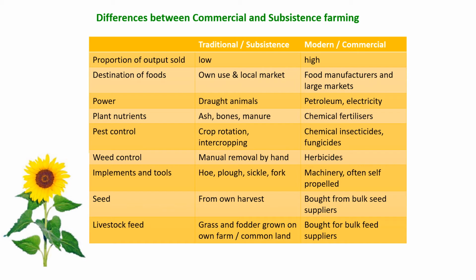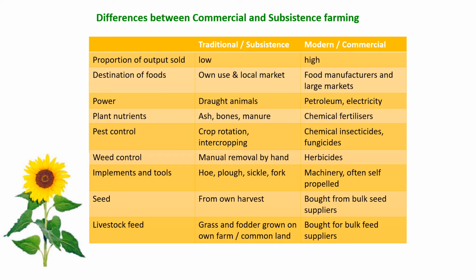Power to farm. Subsistence is draft animals or manual labor yourself. Commercial is looking at petroleum and electricity. Here, what we mean is diesel-powered tractors and harvesters, etc. The plant nutrients for subsistence come from ash, bones, and manure from the animals nearby. Commercial, chemical fertilizers, that's all that they use.